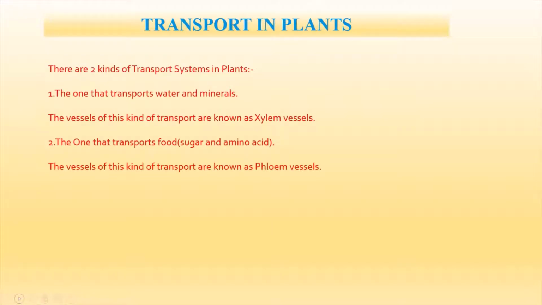There are two kinds of transport systems in plants. Unlike a majority of animals, where blood vessels and the heart are the only major transport system of the body. The first one transports water and minerals. The vessels used in this kind of transport system are known as xylem vessels. The second one transports food, sugar, and amino acids. The vessels of this kind of transport system are known as phloem vessels.